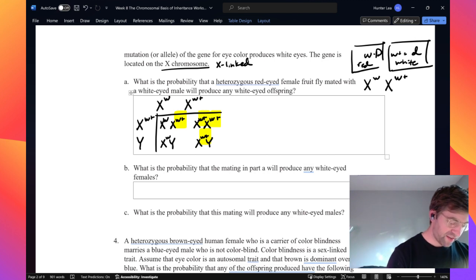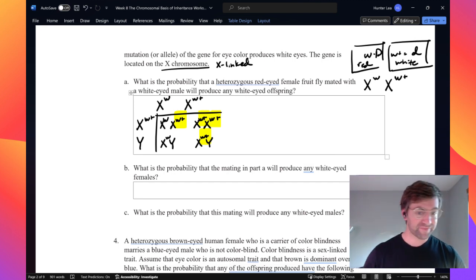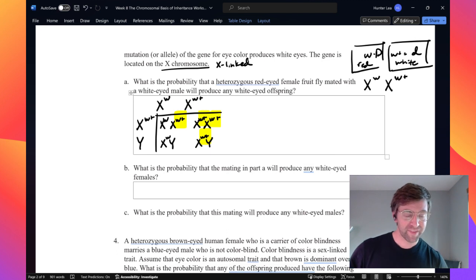So what is the probability that a heterozygous red-eyed female fruit fly mated with a white-eyed male will produce any white-eyed offspring? The probability is fairly high, right? These are good odds.